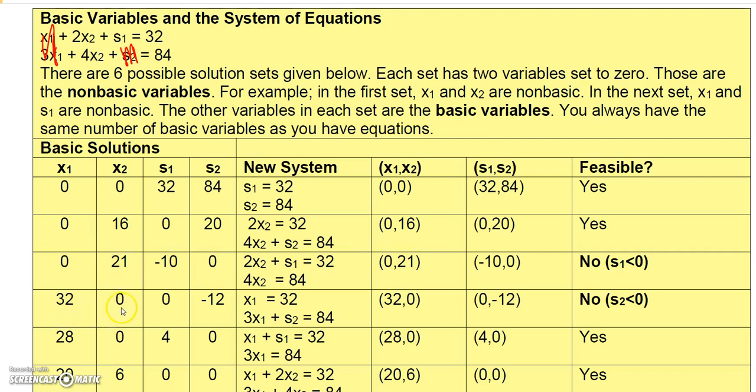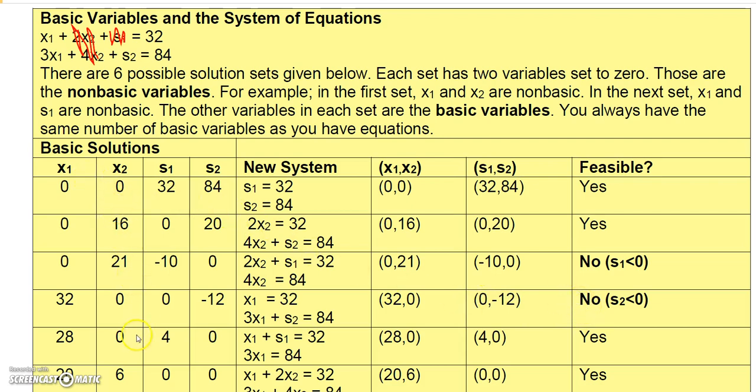Alright, let's let X2 and S1 be 0. So again, I'm going to go through each one of these. If X2 and S1 are 0, then I can see that X1 from here would be 32, and then if I plug 32 in here, I would get 96 plus some number equals 84. So S2 would have to be negative 12 to make that true. So for that solution, I would get X1 and X2 as 32 and 0, and S1 and S2 as 0 and negative 12, and since a variable is negative, that would not be feasible.